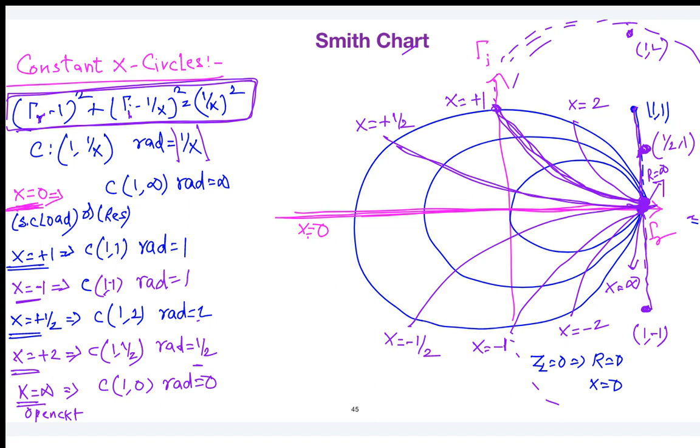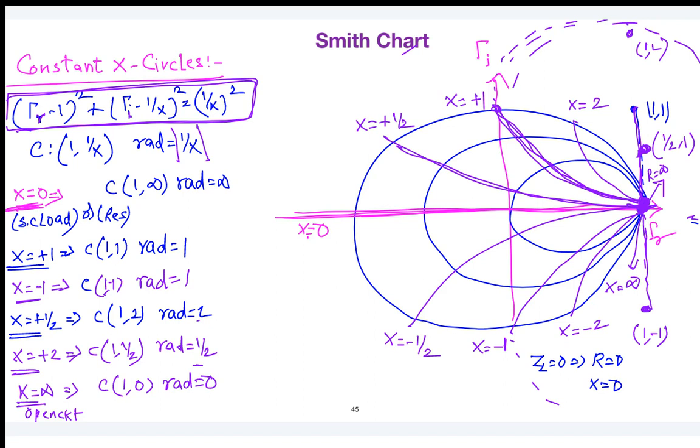Okay, so any clarification you need here, I will be able to do. Sir, x equal to infinity, why is it open circuit? X equal to infinity means ZL will be infinity. So in this case, r and x both will be infinity, you can assume. Yes, sir.